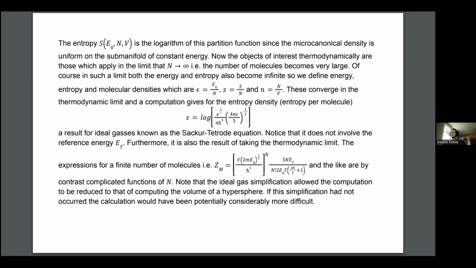A result for ideal gases known as the Sackur-Tetrode equation. Notice that it does not involve the reference energy Et. Furthermore, it is also the result of taking the thermodynamic limit. The expressions for a finite number of molecules are complicated functions of n. Note finally that the ideal gas simplification allowed the computation to be reduced to that of computing the volume of a hypersphere. If this simplification had not occurred, the calculation would have been potentially considerably more difficult.